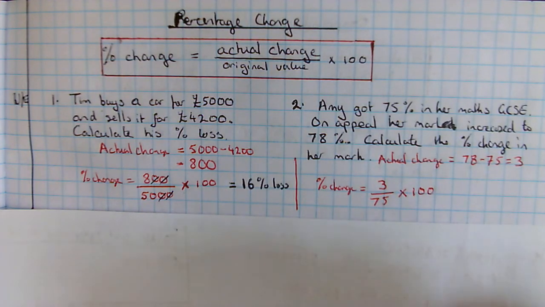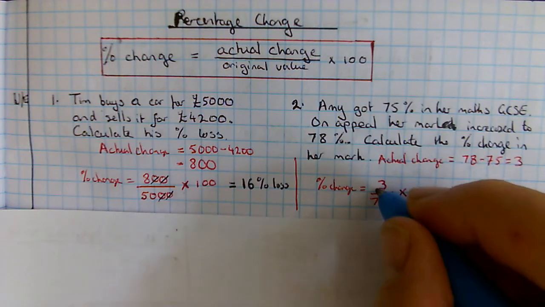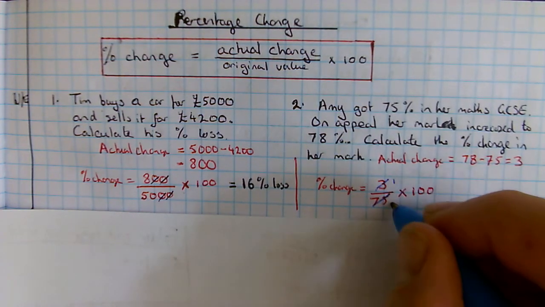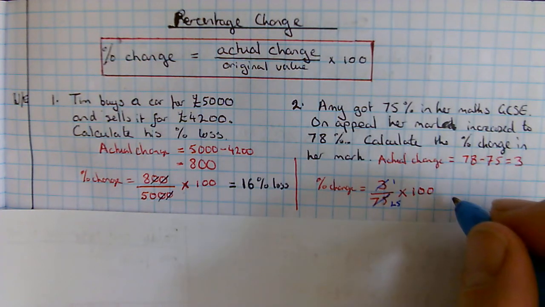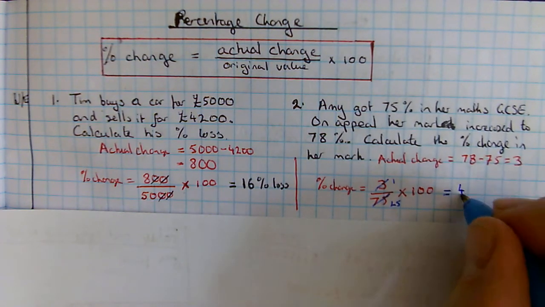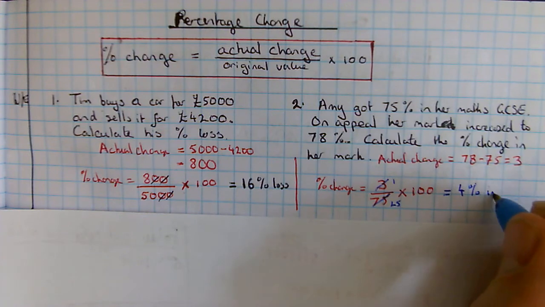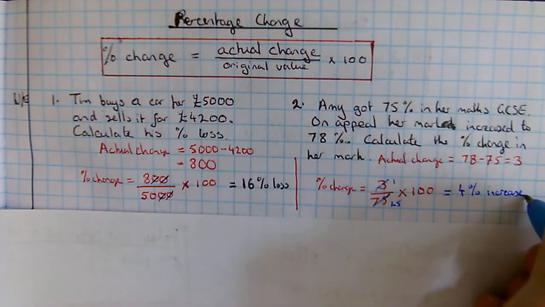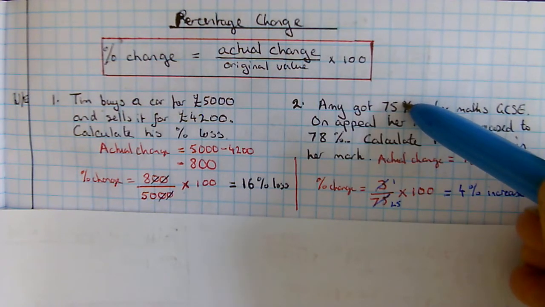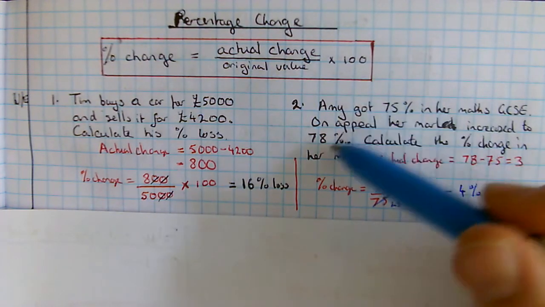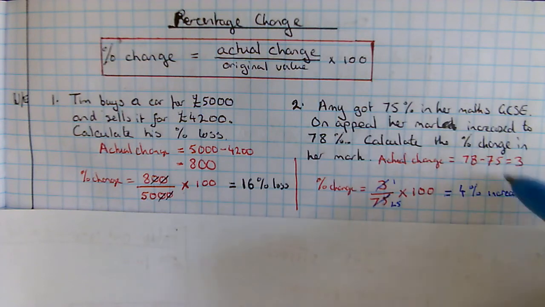Now we can simplify this fraction. 3 out of 75, both of them are divisible by 3, so it's 1 out of 25. 100 divided by 25 is 4, times by 1 gives me a 4% increase. So it's gone up by 4%. So even though the mark's gone up from 75 to 78, which is up 3 marks, it's actually a 4% increase on her original marks.